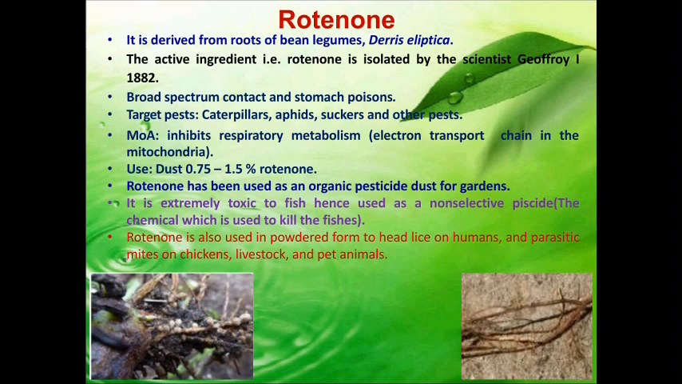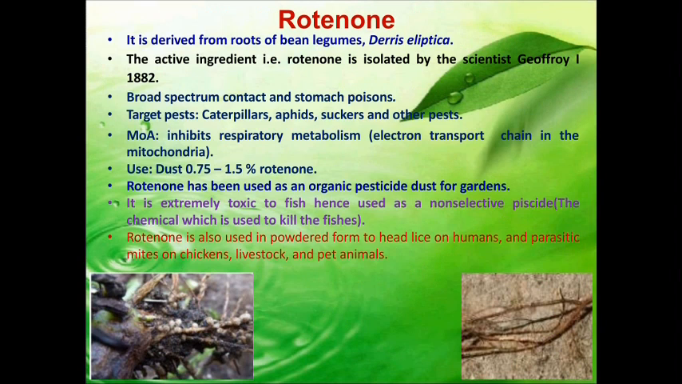If you see the mode of action of this rotenone, it inhibits the respiratory metabolism and electron transport chain in the mitochondria. It is used as a dust formulation, 0.75 to 1.5% rotenone. And most important is that rotenone has been used as an organic pesticide dust for gardens, and it is extremely toxic to fish, hence used as a non-selective pesticide. Piscicides are those chemicals which are very effective to kill fish.